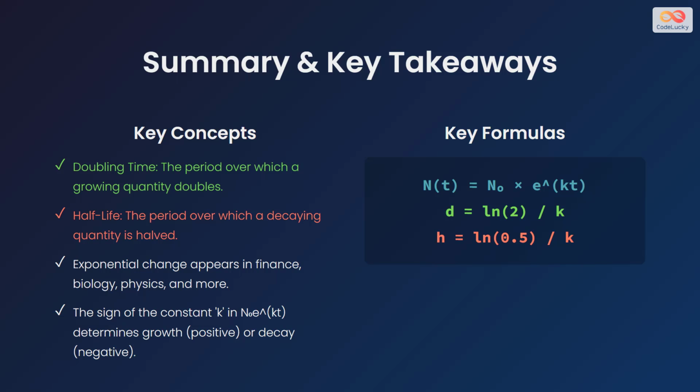Let's recap what we've learned. Doubling time describes how long it takes for something to double under exponential growth. Half-life is the time it takes for something to be cut in half through exponential decay. Both can be described with the universal formula using e, where the sign of the constant, k, tells us if it's growth or decay. These concepts are essential tools for understanding the world around us.